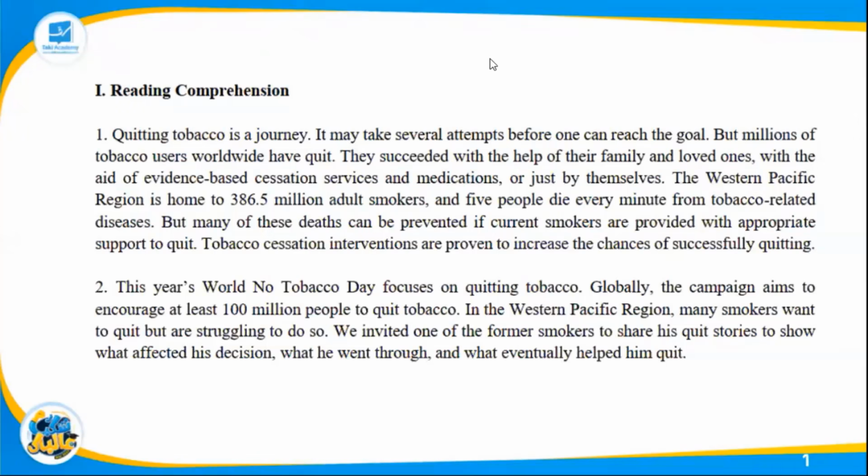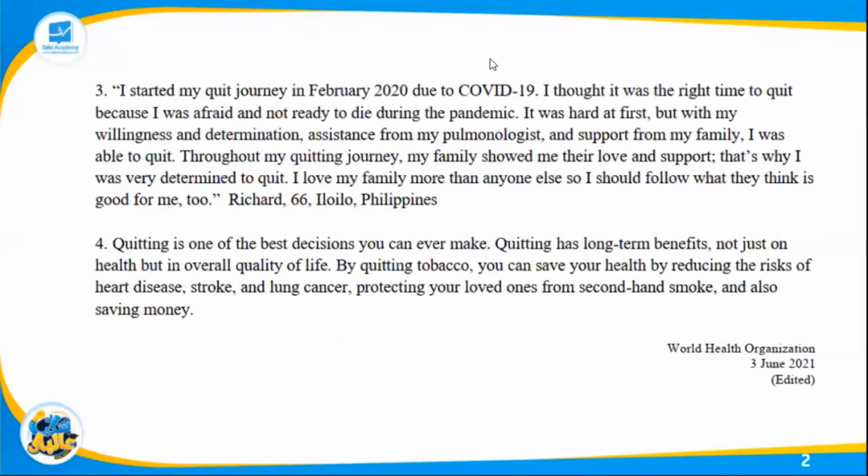I started my quit journey in February 2020 due to COVID-19. I thought it was the right time to quit because I was afraid and not ready to die during the pandemic. It was hard at first, but with my willingness and determination, okay? Assistance from my pulmonologist, the doctor that takes care of our respiratory issues, and support from my family.